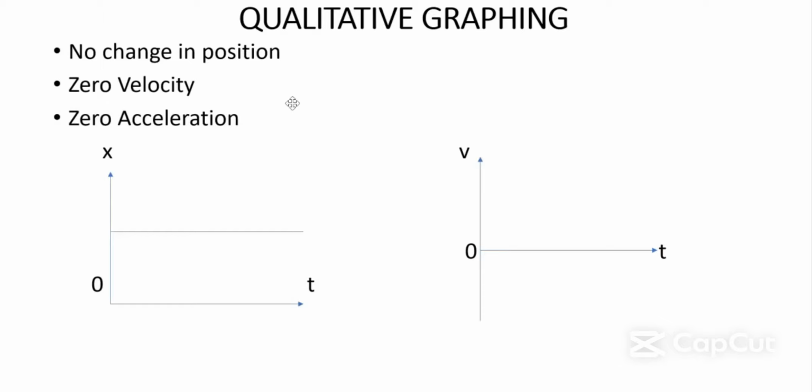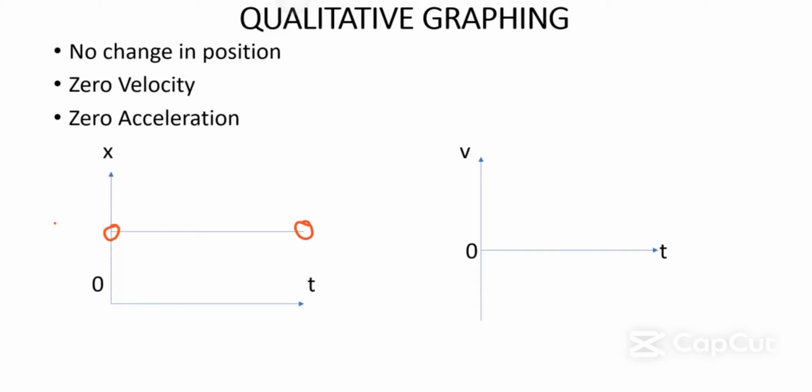Either of these two graphs represents something that is not moving. So when we see a graph like this, we know this graph has no change in position, the velocity is 0, and the acceleration is 0. No change in the position is because it starts from this position and maintained the position to the end of the time.